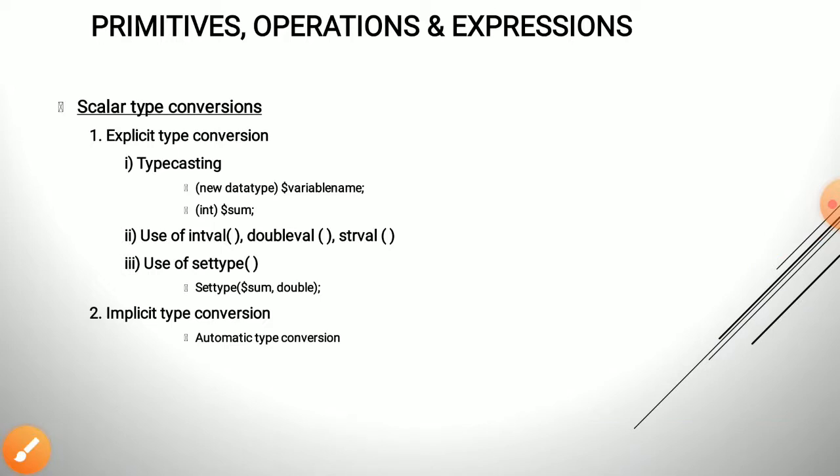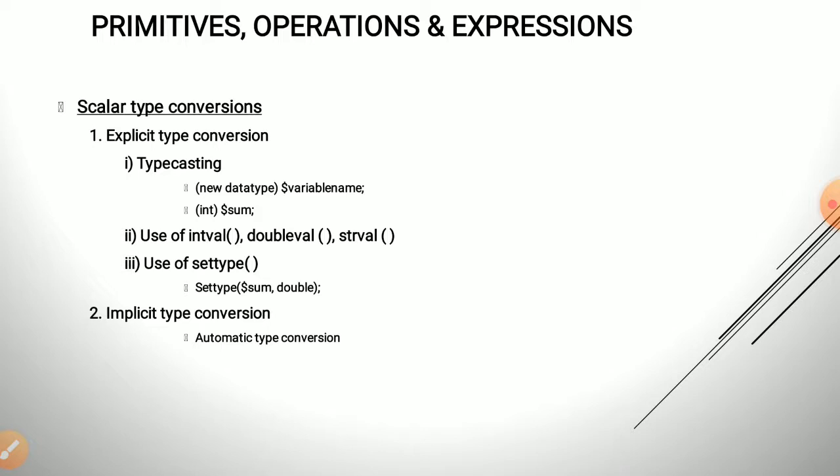And the second method is the use of the intval, doubleval or strval function. We can use the intval function to convert the data type of a variable to int, doubleval to convert the data type of a variable to double, and strval can be used to convert a variable to string.